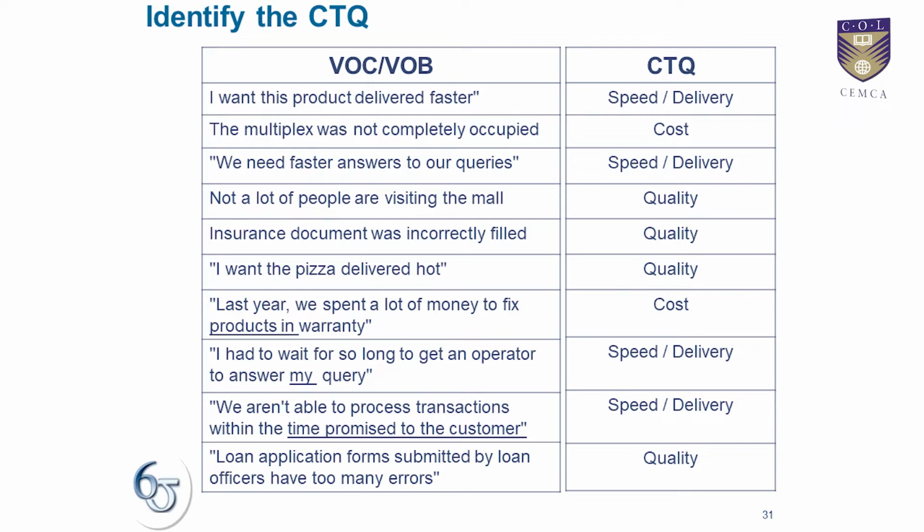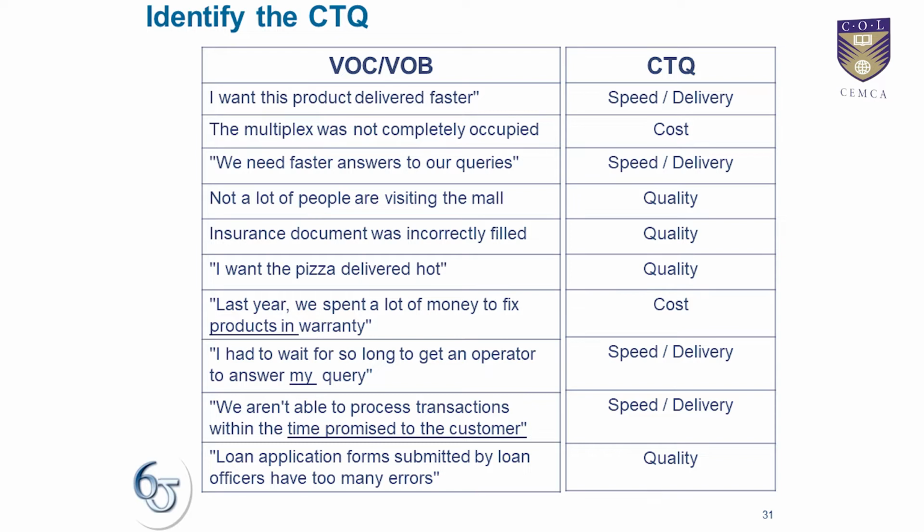Insurance document was incorrectly filled. What are we talking about here? We're talking about the number of errors. We're talking about the quality. Somebody says, I want the pizza to be delivered hot. What are we talking about? The quality, or the temperature, of the pizza here. Someone says, last year we spent a lot of money to fix products in warranty. So what are we talking about? We're talking about the cost. We're also talking about quality issues, or a lot of defects in the product.